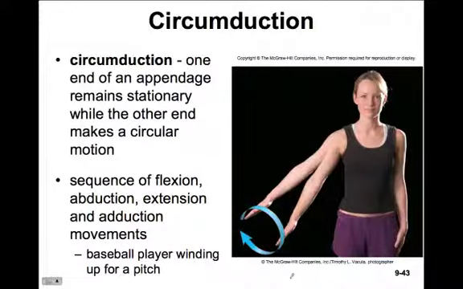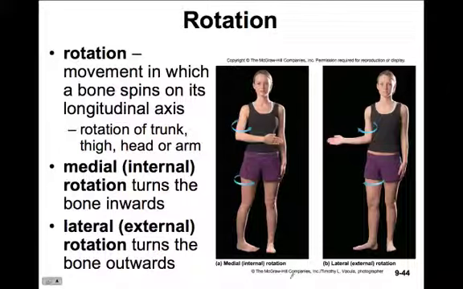Circumduction is where we go through a sequence of flexion, abduction, extension, and adduction. It's basically a circular movement where one end of the appendage remains stationary while the other makes a circular motion. Rotation is a movement in which a bone spins in its longitudinal axis. We can rotate our trunk, our head, our thigh, or our arm. We can have medial rotation, in which the rotation turns the bone inwards. We can have lateral or external rotation as we turn the bone outwards.